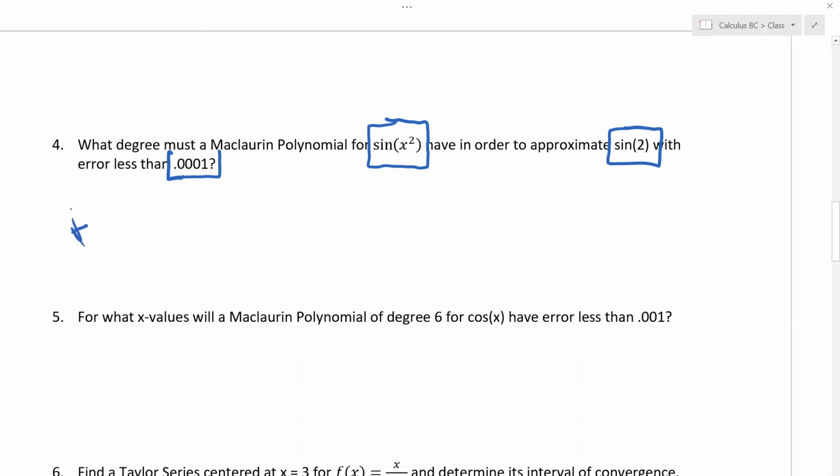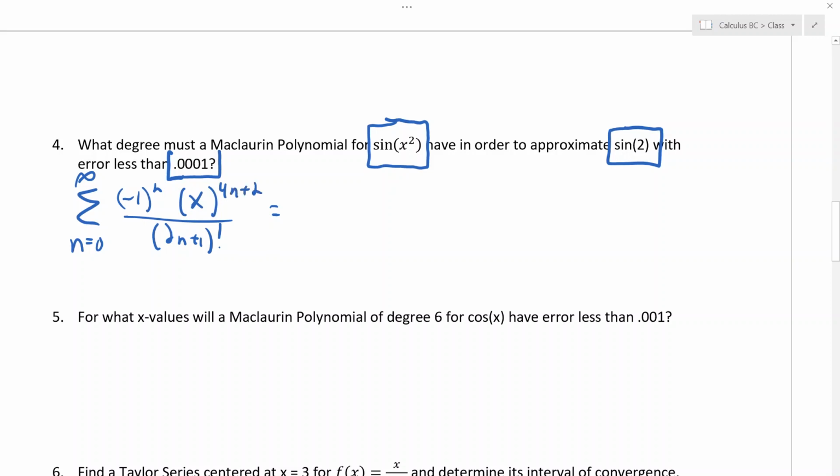A series for sine of x squared, hopefully you all know this, is the summation from 0 to infinity of negative 1 to the n, x to the 2n plus 1, but it's going to be x squared to the 2n plus 1, over 2n plus 1 factorial. Which, if we combine that, is x to the 4n plus 2.